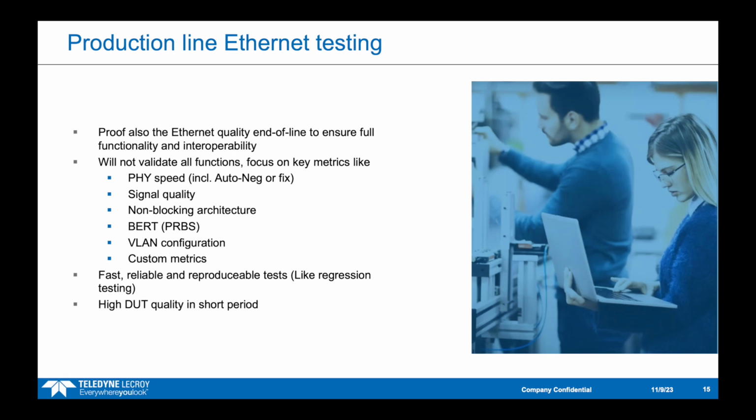You do the VLAN configuration check and probably some more custom metrics to be checked. These tests need to be very fast, reliable, and reproducible, like regression testing, to have a continuous quality model. Also, it is important that you can handle a high device under test quantity in a very short period. In other words, multiple devices under test or multiple ECUs being tested at the same time.